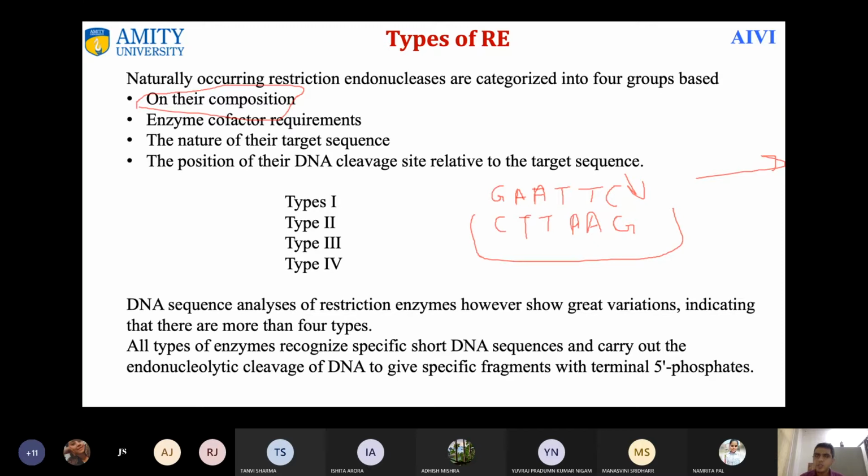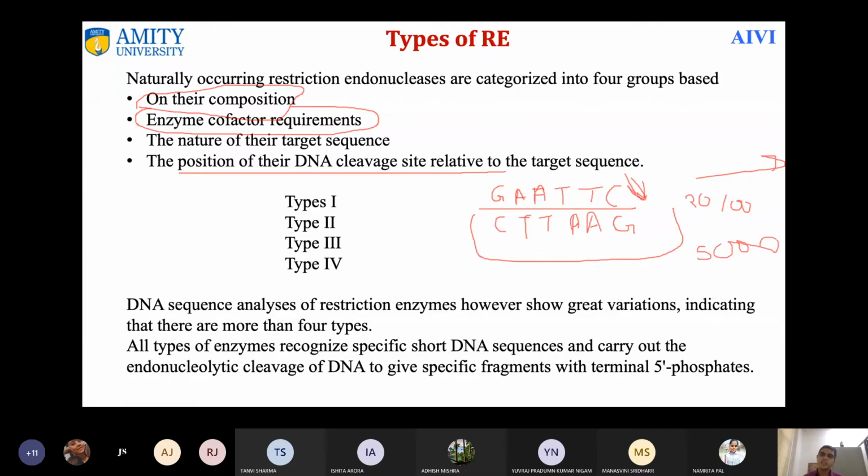Composition means how many subunits are there: 1 subunit, 2 subunits, 3, 4, 5 subunits, or a single subunit. Second, the cofactor requirement of the enzyme, what it needs to produce a cut. Third, the nature of their target sequence. And the fourth is the position of their DNA cleavage site relative to the target sequence. This is the target sequence where it has to produce a cut, but is it producing the cut here itself, or 20 base pairs away from it, or 100 base pairs away, or 5000 base pairs away?